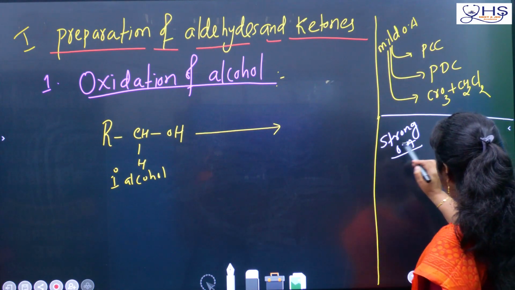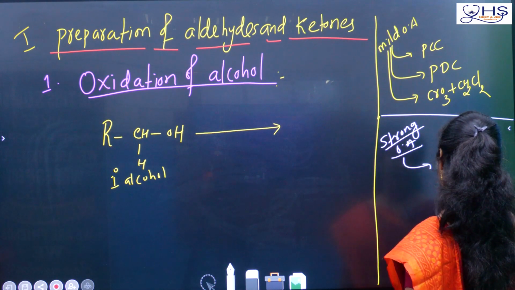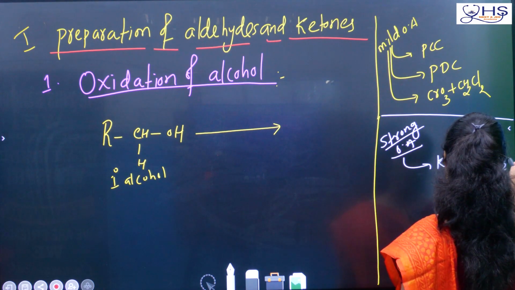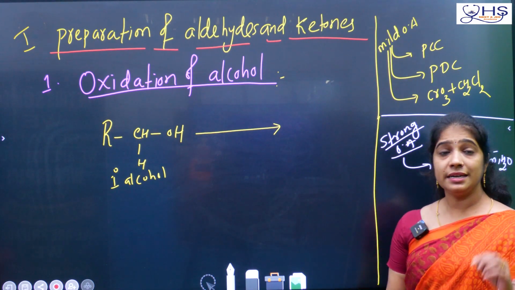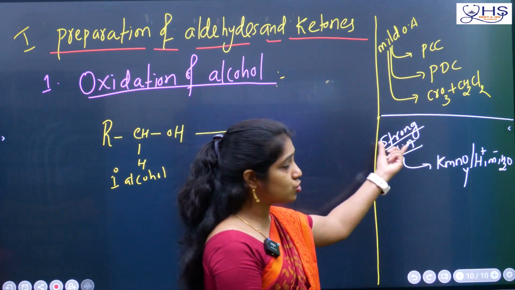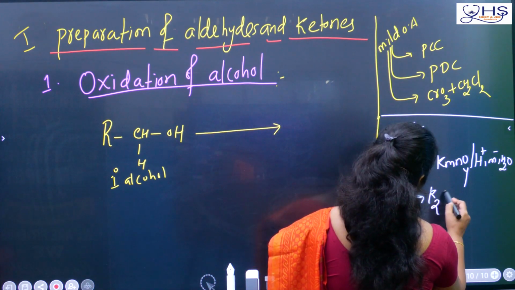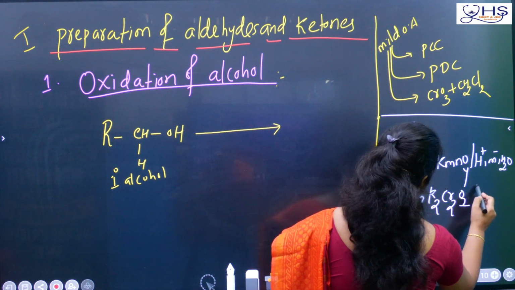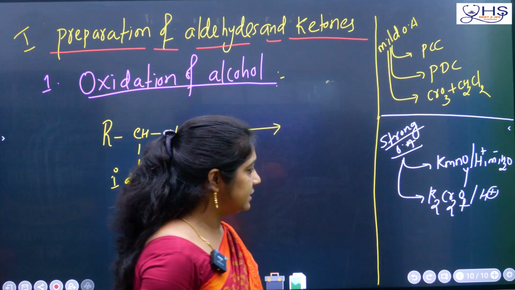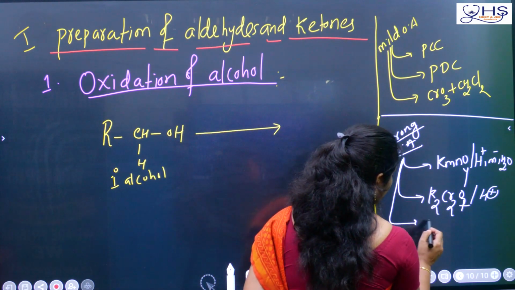If I take strong oxidizing agents, which are KMnO4, potassium permanganate, in any medium you can take, acidic medium, basic medium or neutral medium. Potassium permanganate in any medium, all the three media, acidic, neutral and basic, acts as a strong oxidizing agent. Then I will be taking potassium dichromate, K2Cr2O7, in acidic medium. K2Cr2O7 in acidic medium acts as a strong oxidizing agent. And third one is Jones reagent.